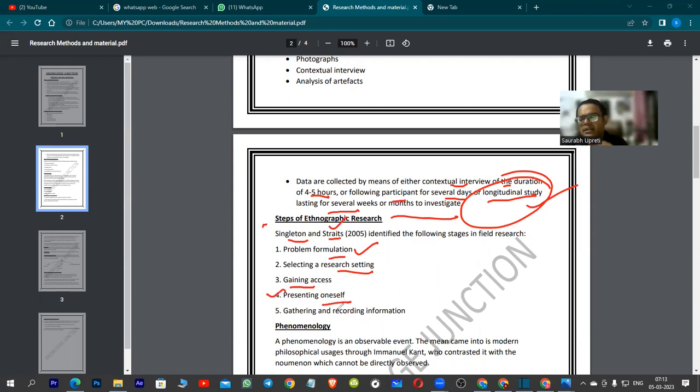Then presenting oneself, of course, because it's a highly subjective research, one must be very careful in presenting oneself, and the neutrality of the observation must be maintained. And then gathering and recording information, which is of course a very important step in any research, and ethnography is no deviation from that.